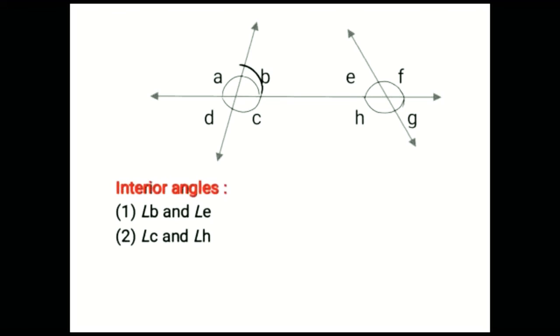You cannot take it as angle A and angle F because they belong to exterior angles. Exterior angles means outside of the line. Angle A is coming outside of the line. Angle F also is coming outside of the line. So angle B and angle E is one pair. The other pair of interior angles is angle C and angle H, but not angle D and angle G.